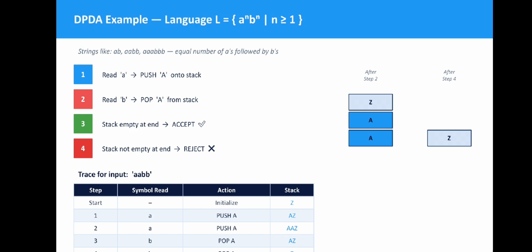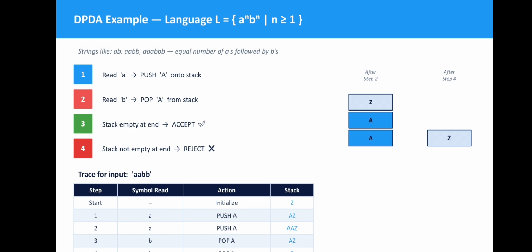The language a^n b^n means strings with equal number of A's followed by equal number of B's. Just like AB or AABB, AAABBB, like 3 A's and 3 B's, okay? So here the DPDA works like for every A read, push an A onto the stack. For every B read, pop an A. If the stack is empty at the end, we accept it. Just look at this trace table I have shown here. That is exactly how AABB is processed.